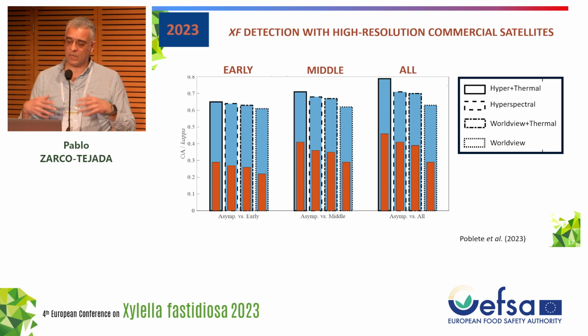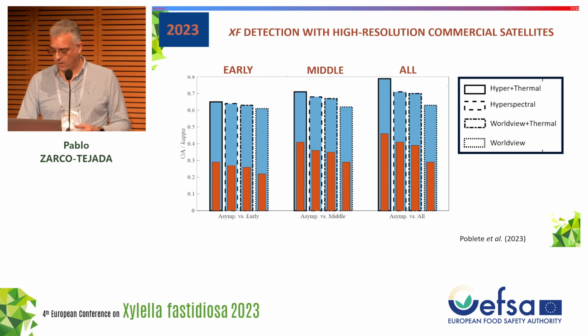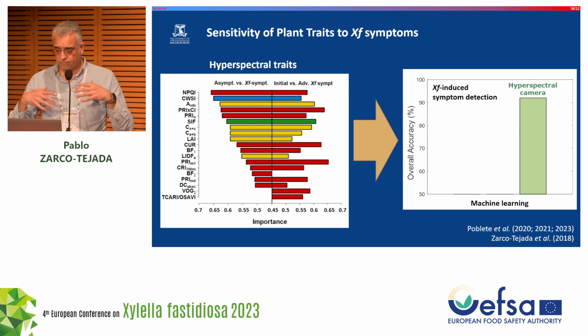What we can see is that in the best scenario we reach the 80% that we were talking about before. When we go to early detection and we only have the multispectral satellite, our kappa coefficients drop by a lot, and they go down to very low values of below 0.3.